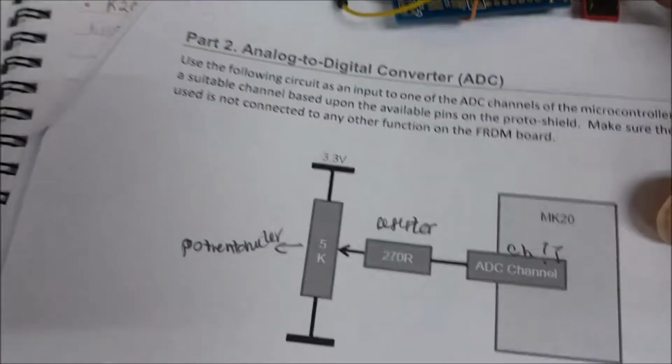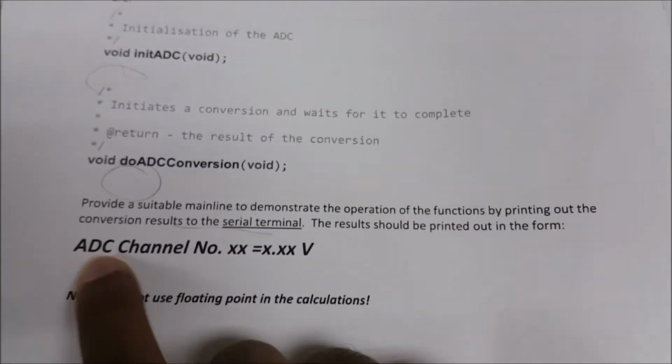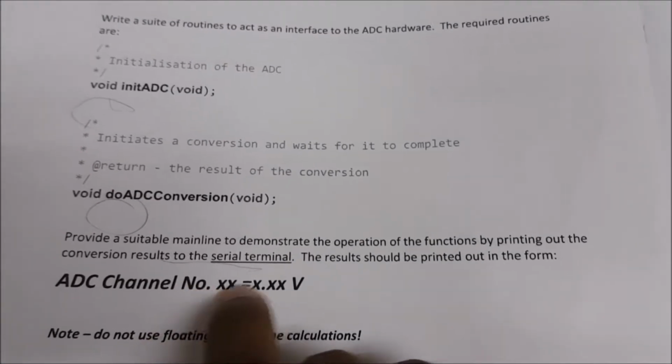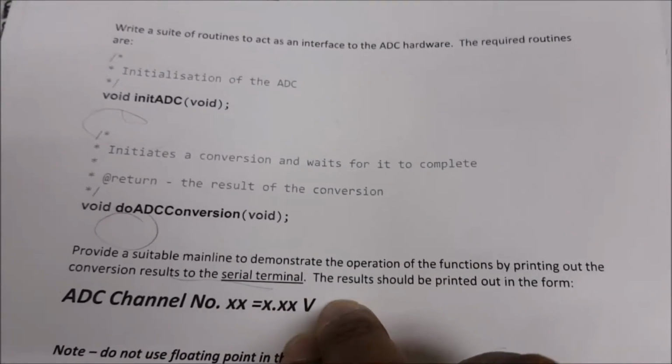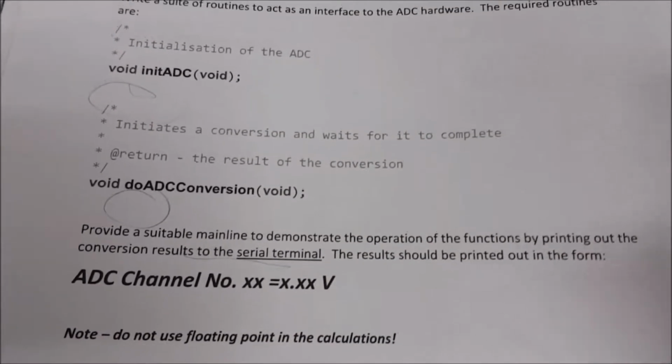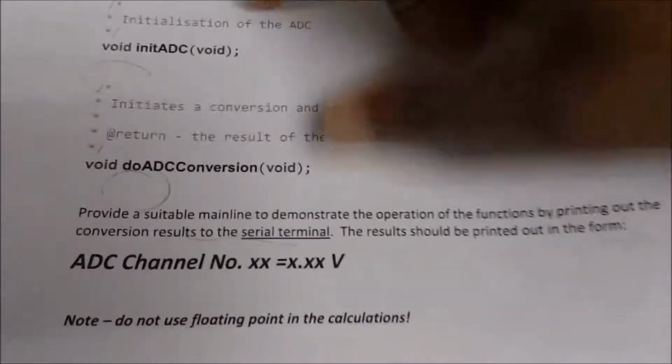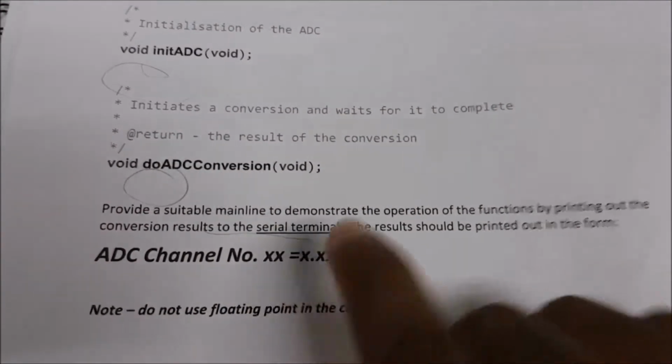Alright, so we have to print the final result, the ADC channel number XX equals 2 with the decimal. Since the system doesn't support floating point, we have to do our own calculation to print out the final result like this.